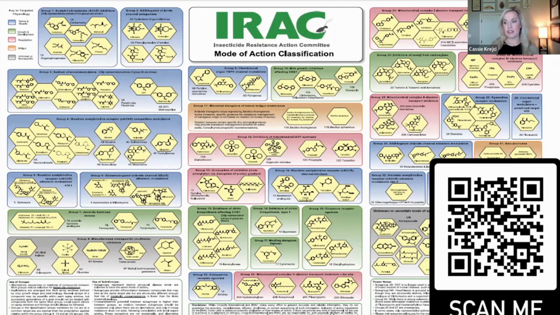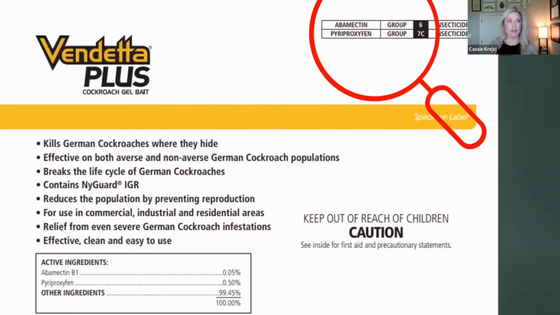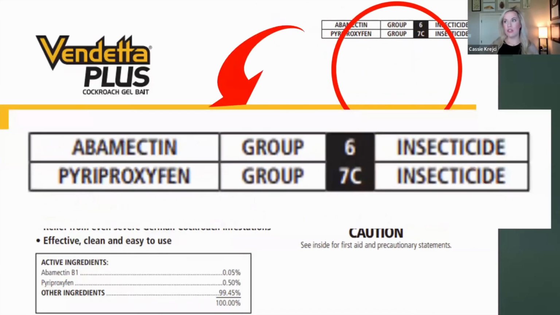And a lot of people ask, well, how do I know? Do I have to search this document over and over? And you can do that. But I will say there are a lot of manufacturers that are getting onto the resistance management bandwagon by just making it a little bit easier and putting that IRAC number at the top of a label.